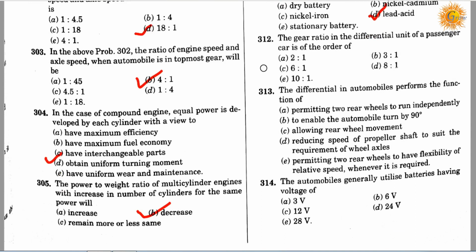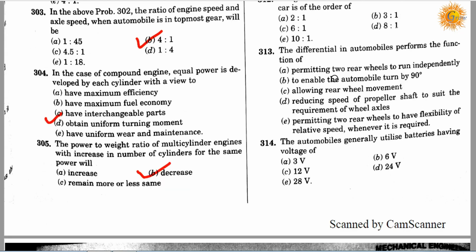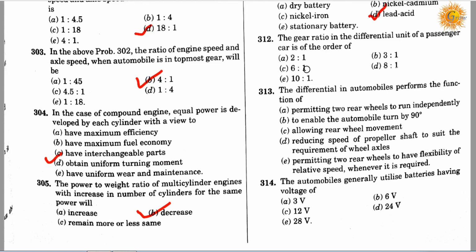Question number 312. The gear ratio in the differential unit of a passenger car is of the order of option A 2 raised to 1, option B 3 raised to 1, option C 6 raised to 1, option D 8 raised to 1, option E 10 raised to 1. So the correct answer is B. It will be 3 raised to 1.